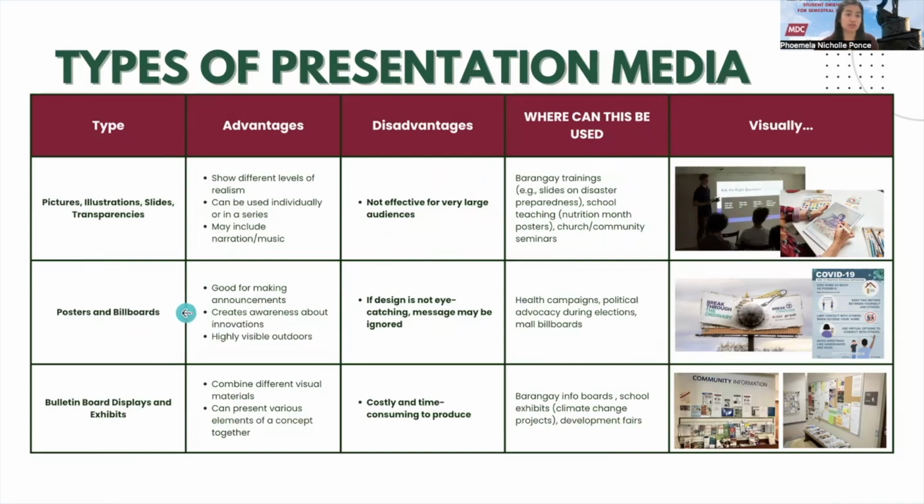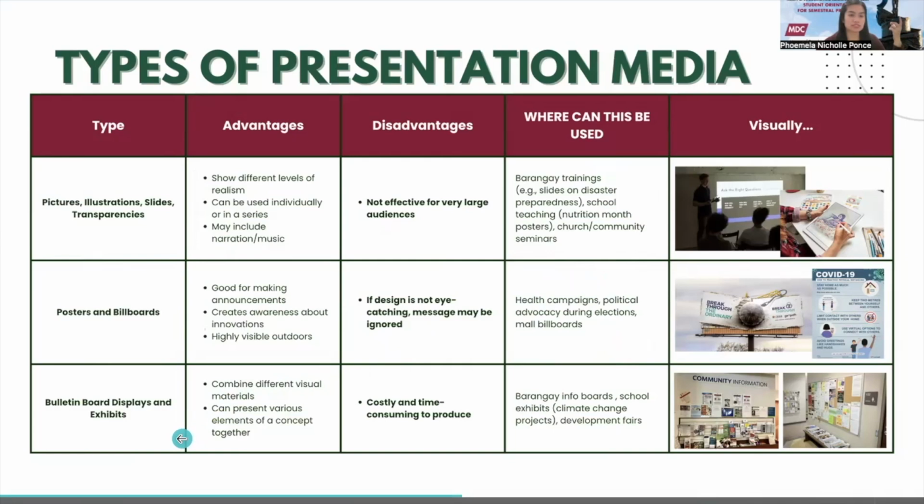Next, we have posters and billboards. These are good for making announcements, creating awareness about innovations, and they're highly visible outdoors. There are people who are not that fond of watching television, and they are usually on their toes, outside the house, and billboards and posters are really helpful in disseminating information to those kinds of people.